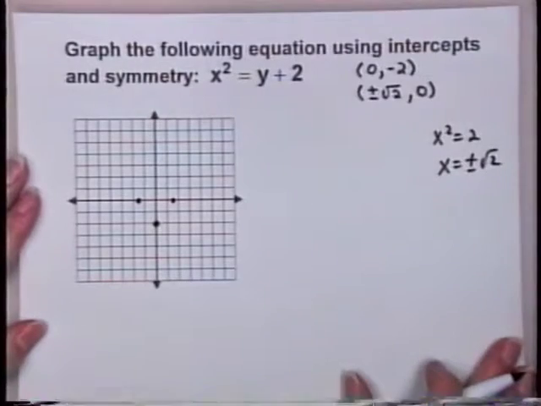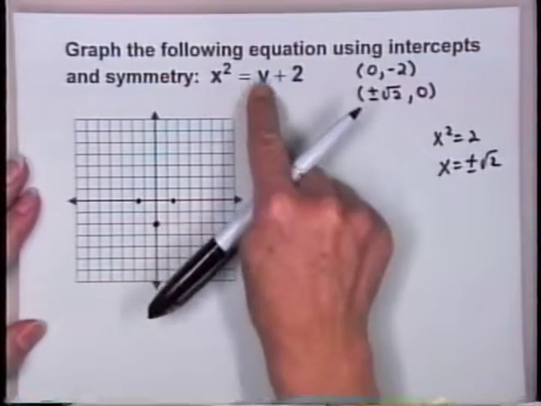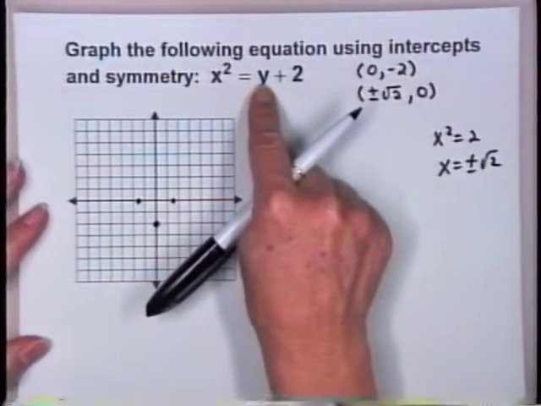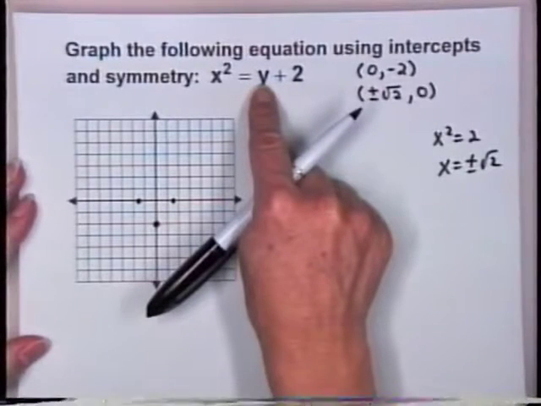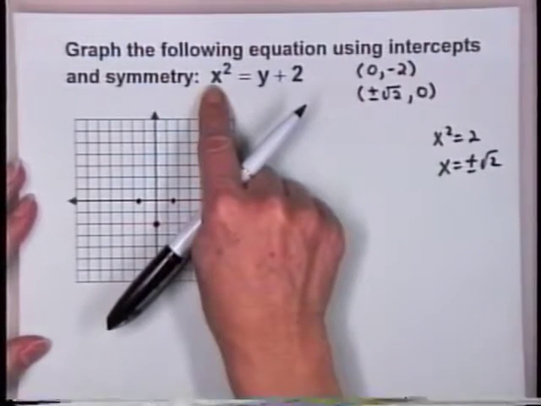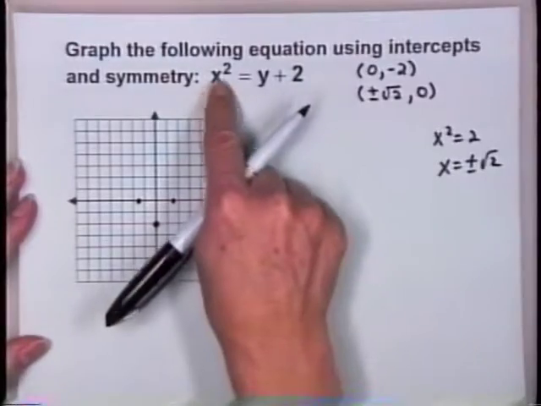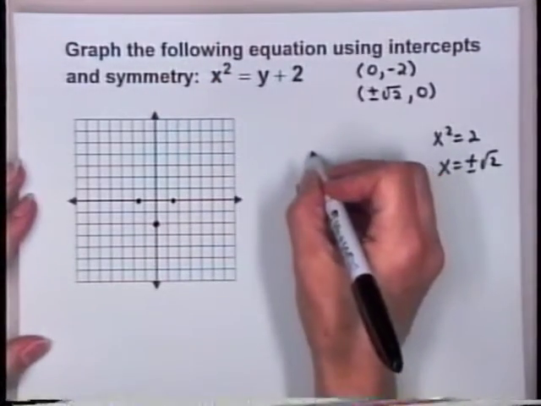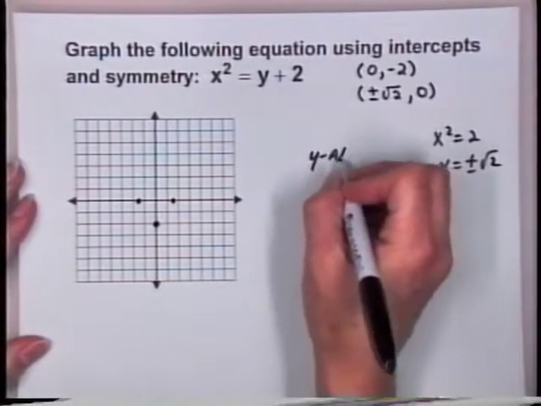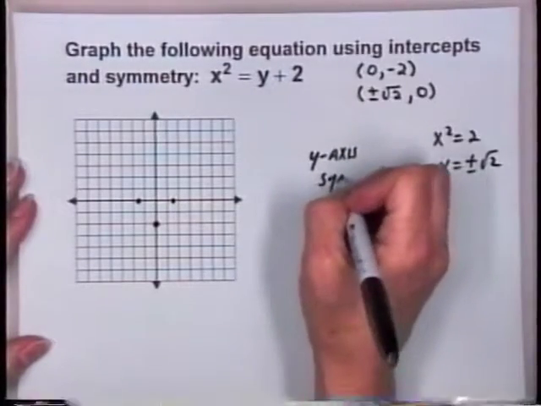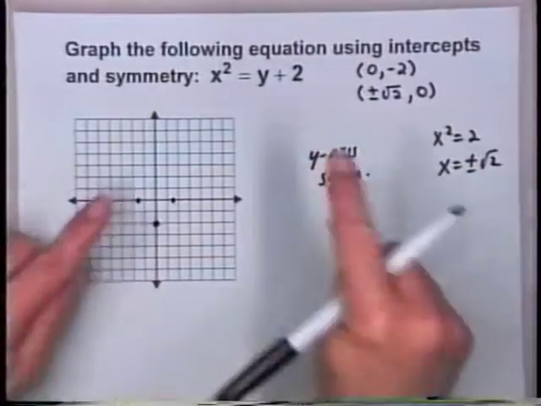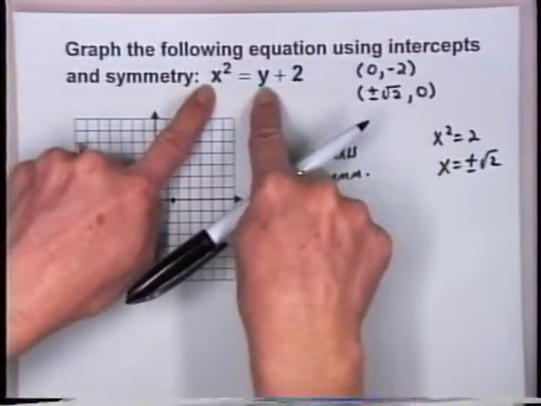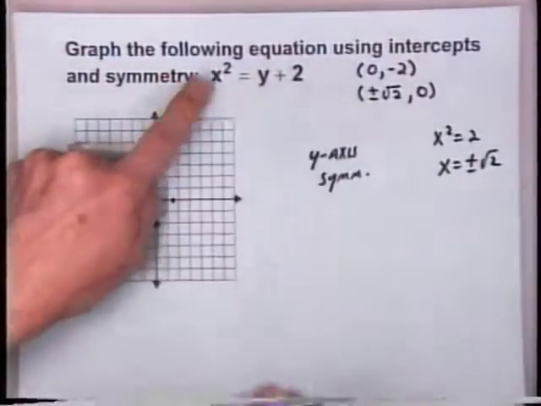Now, what about symmetry? Is it obvious that if we change y to negative y, our equation will be different? What about if we change x to negative x? See, that one will be the same because we're squaring it. So, since I can change x to negative x and not affect the equation, I know I have y-axis symmetry. What if you change them both? It would be different, wouldn't it? Because this would stay positive, but that would be negative.